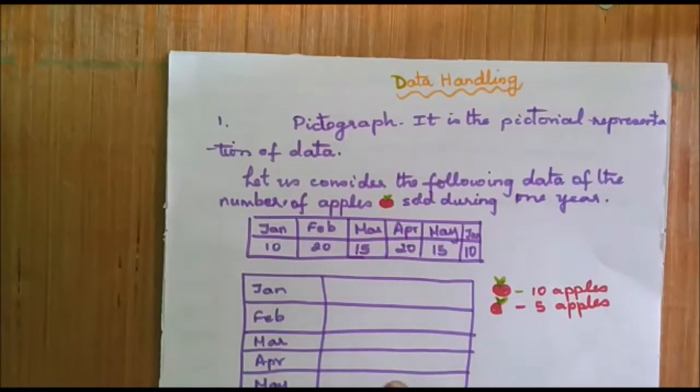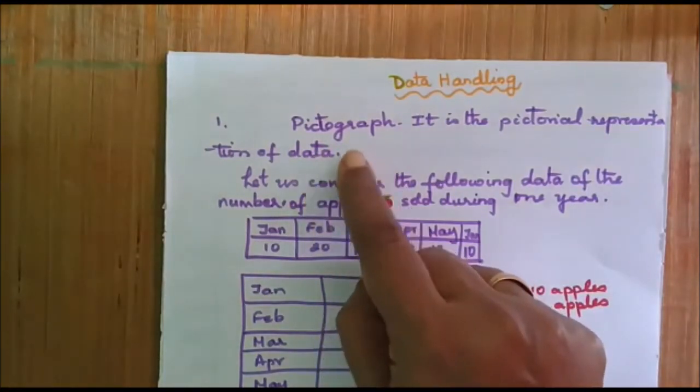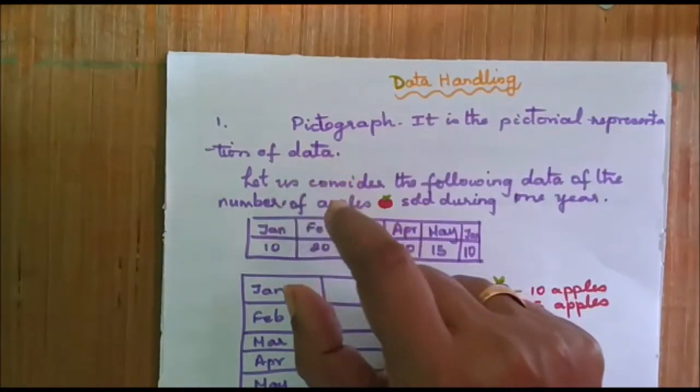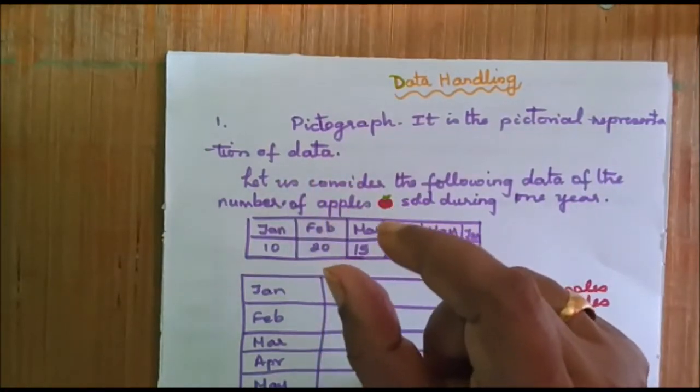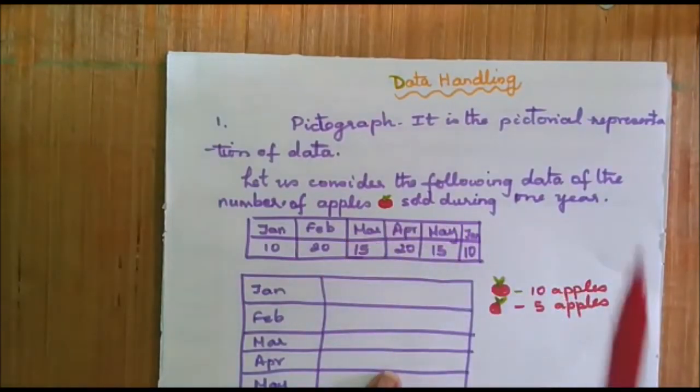All these things are called data. We can represent data in different ways. Now let us see one way, that is called the pictograph. What is a pictograph? It is the pictorial representation of data. That is, with the help of pictures we represent data. Now let us see how we do that.